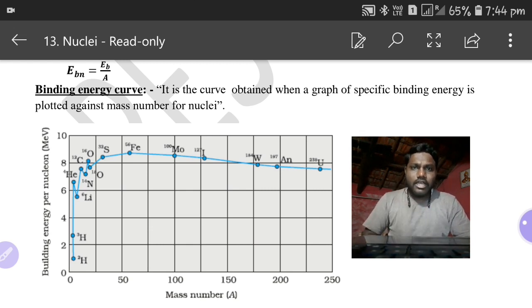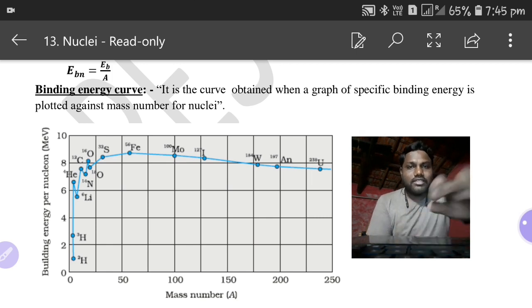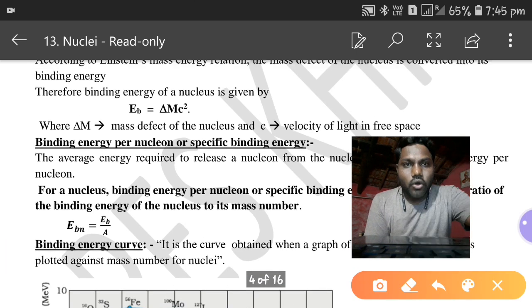In the previous lecture, I discussed one of the most important concepts, that is mass defect. Then we also discussed what is meant by binding energy, and binding energy per nucleon. Binding energy per nucleon is the amount of energy required to break one nucleon, either a proton or a neutron, from its nucleus.